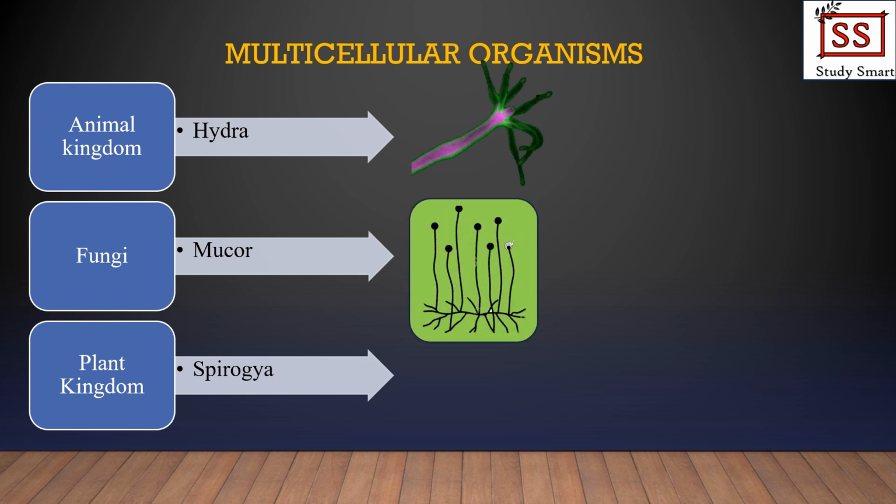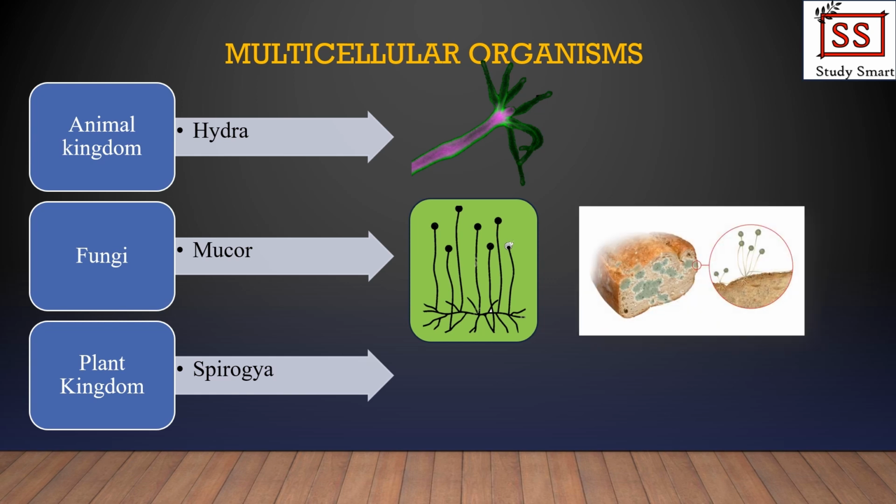Next, we have Mucor from fungi kingdom. Have you ever noticed there are some white particles on the bread that is left uneaten for some time? Yes, that's what we call as fungal growth. Mucor is indeed one type of the fungi commonly associated with the spoilage of bread and other food items.